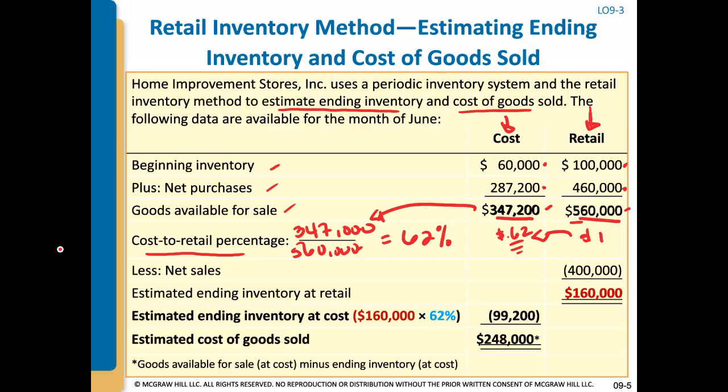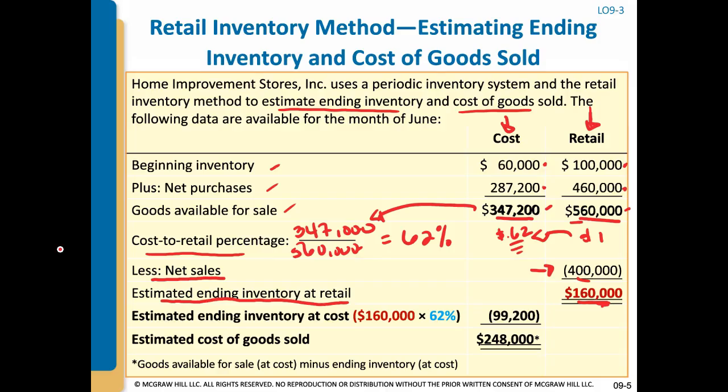If we're going to just calculate the retail column, if we deduct net sales, then we can get to our ending inventory at retail. So we're going to reduce it by net sales of 400,000, which gives us an estimated ending inventory at retail of $160,000. Well, we know based on this calculation, for every $1 of goods available for sale, it cost us 62 cents.